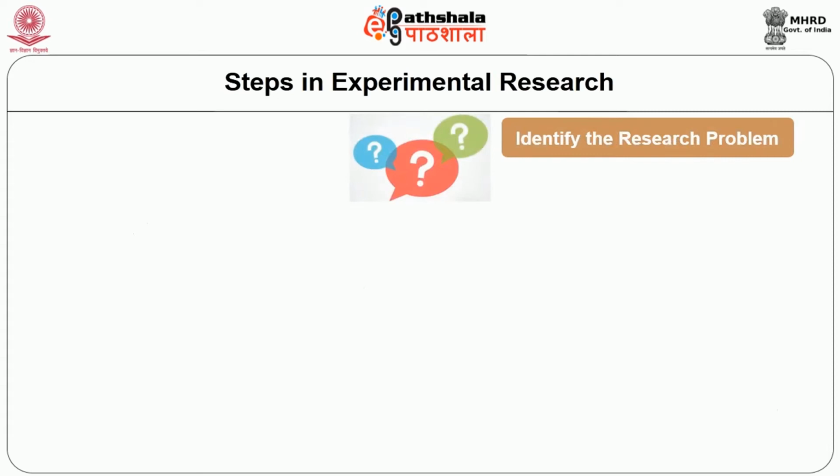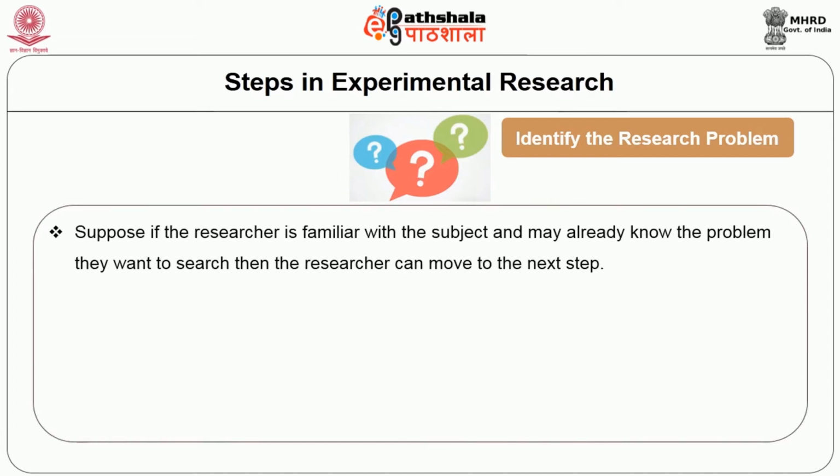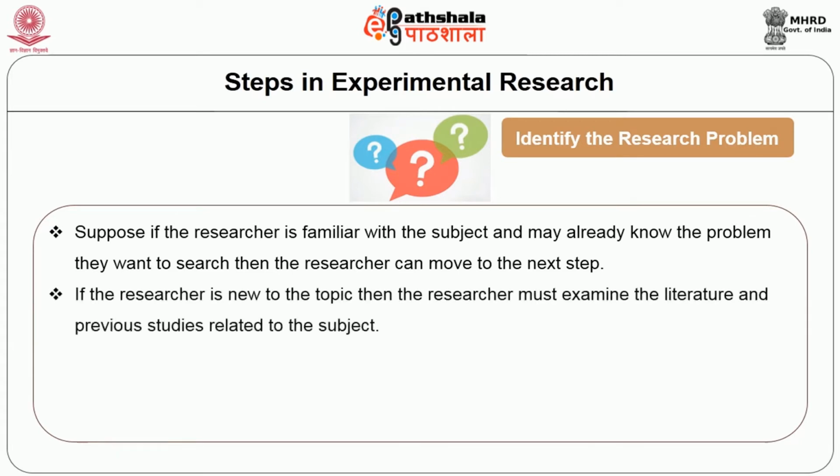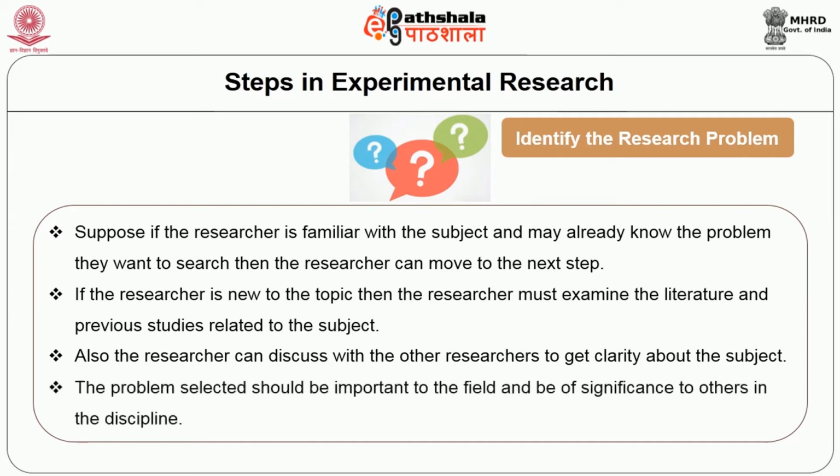The second step is to identify the research problem. After a topic or a subject is selected, the researcher must identify the specific problems or questions related to the subject. If the researcher is familiar with the subject and already knows the problem they want to research, then the researcher can move to the next step. If the researcher is new to the topic, then the researcher must examine the literature and previous studies related to the subject. Also, the researcher can discuss with other researchers to get clarity about the subject. The problem selected should be important to the field and be of significance to others in the discipline.